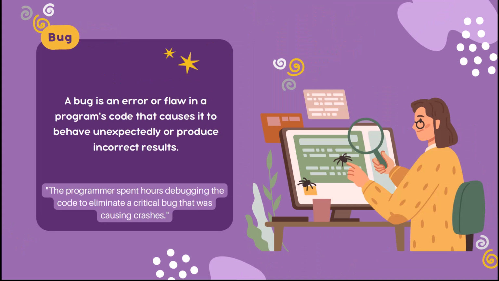Bug. A bug is an error or flaw in a program's code that causes it to behave unexpectedly or produce incorrect results. Example. The programmer spent hours debugging the code to eliminate a critical bug that was causing crashes.